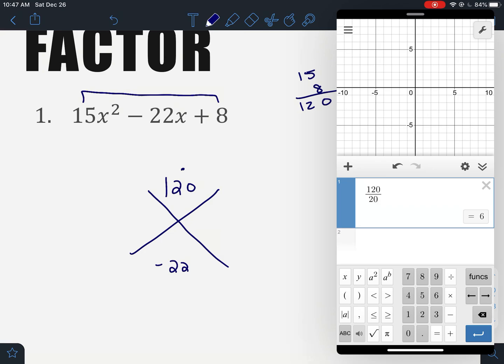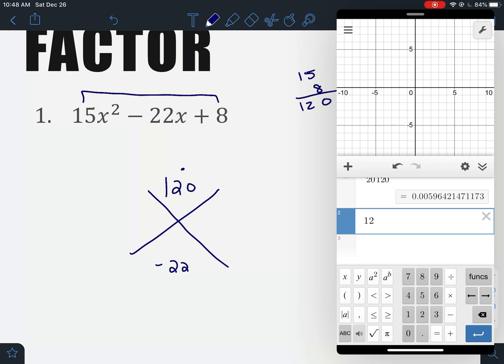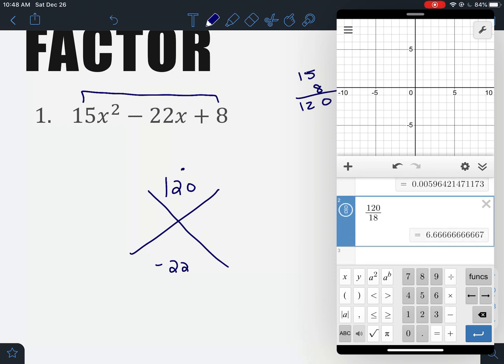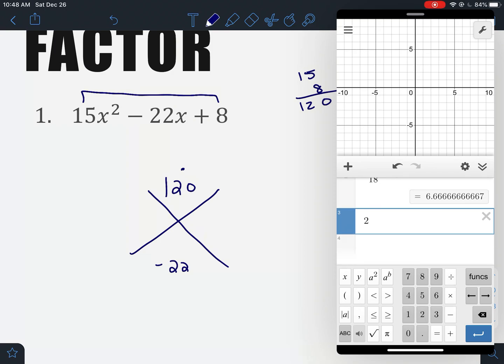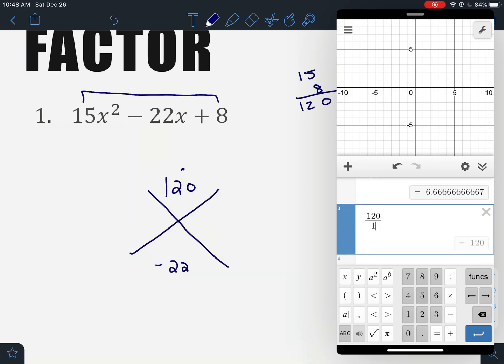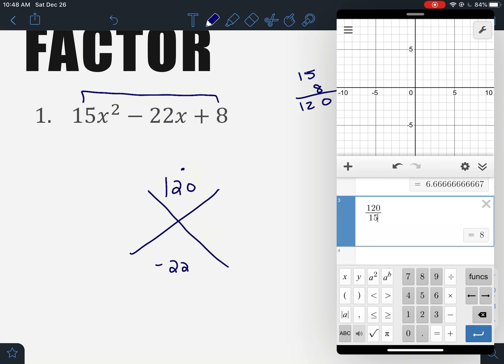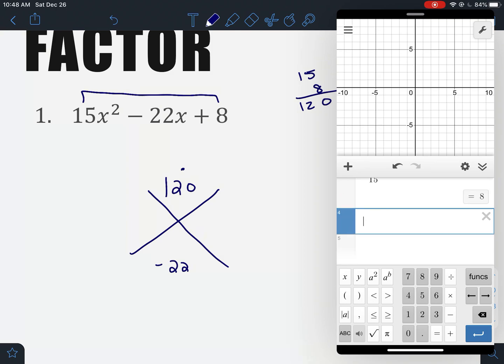120 divided by 20, I get 6. That's too big. 120 divided by 18, that's not perfect. 120 divided by 15, so 15 and 8 would make 23.